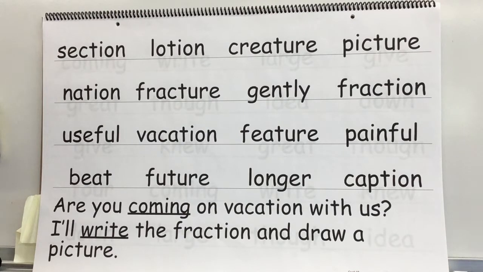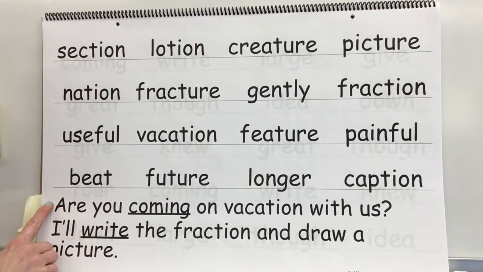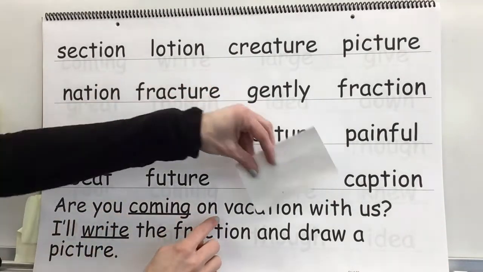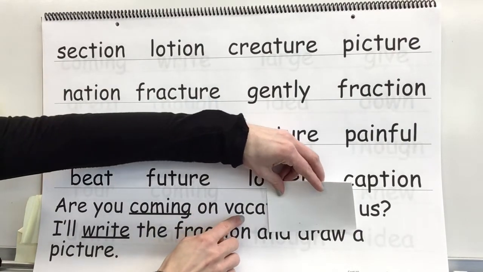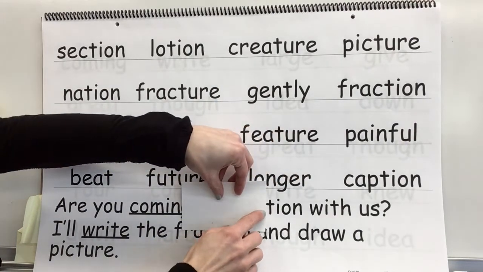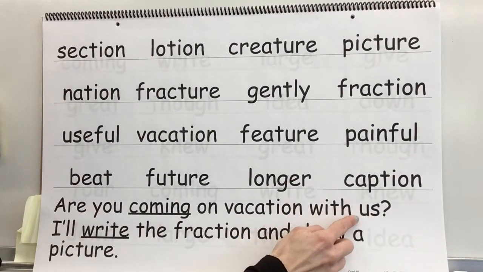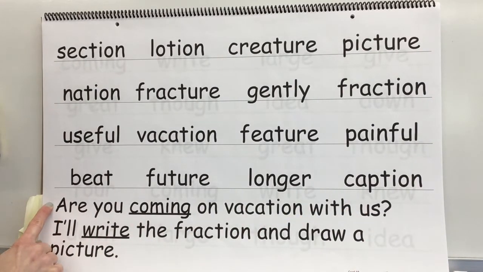Okay, let's look at our sentences. You will see 3 of the words that we just divided above are in our sentences. So I'm going to see if you can do it by dividing them again to make sure we pronounce them correctly. First sentence, get ready. Word, are. Word, you. Word, coming. Word, on. Syllable, vay. Syllable, k. Syllable, shun. Word, vacation. Word, with. Word, us. Great, that sentence.